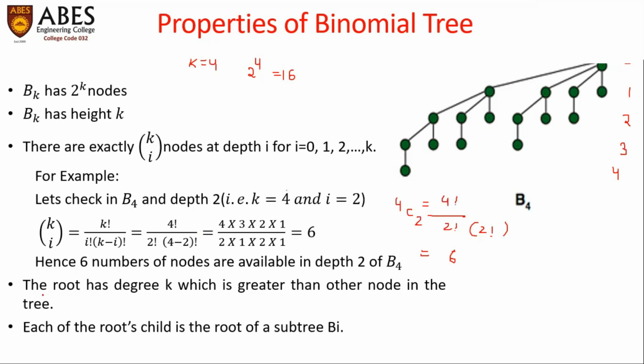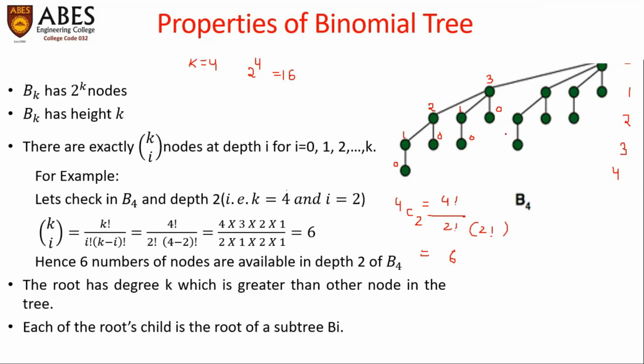Now the fourth property says the root has degree k, which is always greater than the other nodes in the tree. The root has the degree k. Yes, we have already checked it for the other binomial tree also. If we want to calculate the degree of this particular tree, we'll calculate it like this. This node has degree 0, this has 1, this has again 0, and this one has 2, this one has 0, this one has 1, this one has 0, this one has 3. So we can say that this particular binomial tree is of the order B3.